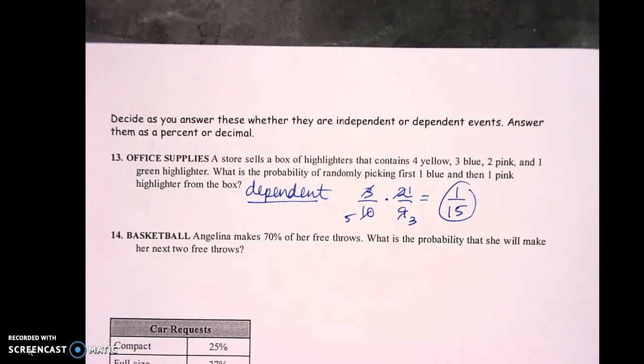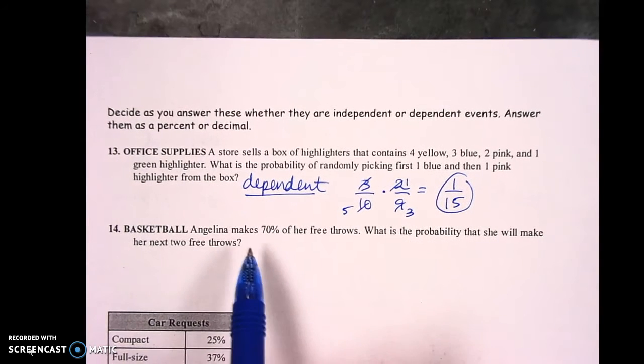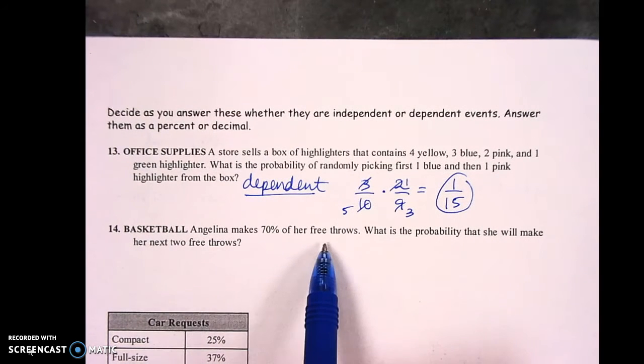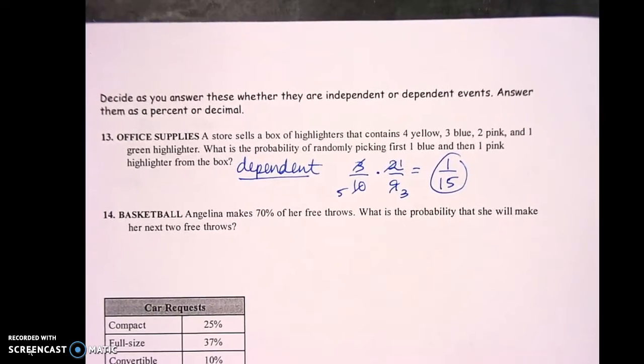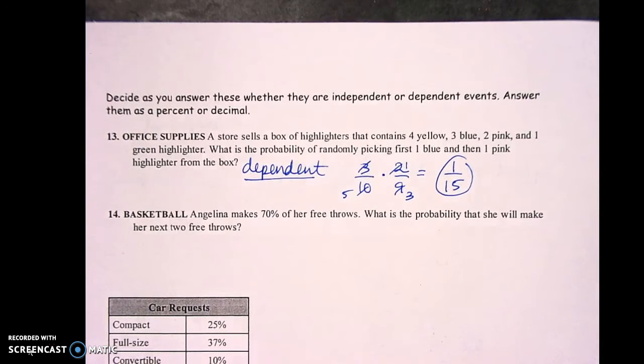Let's try this next one. Those of you who play basketball, I'd be really curious to know if you know this about yourself. Angelina makes 70% of her free throws. What's the probability that she will make her next 2 free throws? So you could figure this out for yourself. If you threw 100 free throws and counted up how many of them you actually made, and try that a few times over the course of several days and find the average.